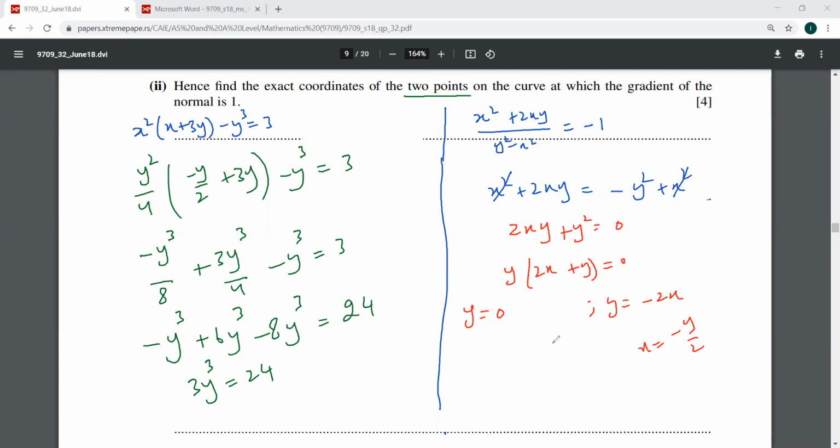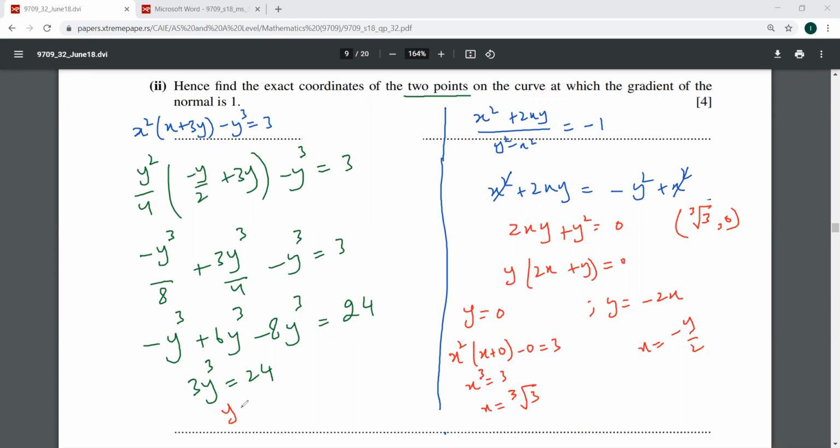So now this is y equal to 0. Let's put that y into this equation over here. So this will give you x square into x plus 0 minus 0 equal to 3, and your x cube is equal to 3, and your x is the cube root of 3. So one of the points is going to be cube root of 3 comma 0. Let's find the second point.